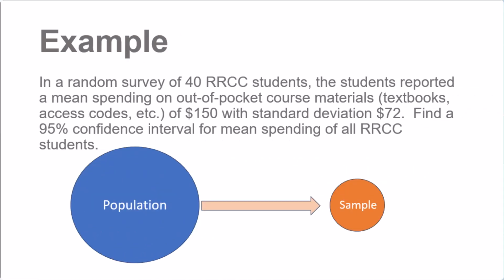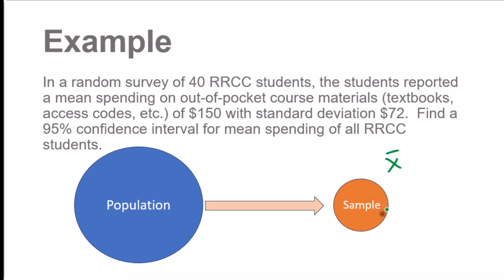So here's an example. We have a random survey of 40 Red Rocks Community College students, and these students reported a mean spending on out-of-pocket course materials like textbooks, access codes, etc. of $150. So that's the mean, with standard deviation $72. And this data is made up, but it's in line with national averages. We want to find a 95% confidence interval for the mean spending of all RRCC students.